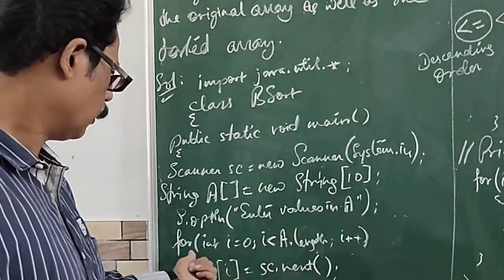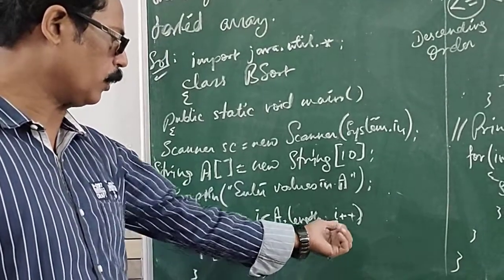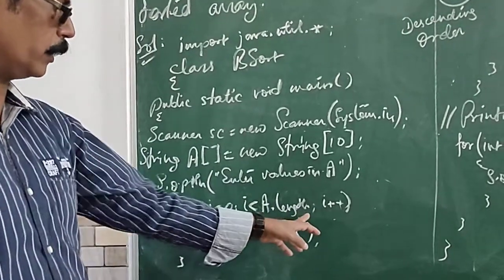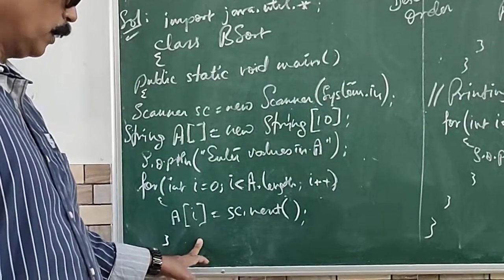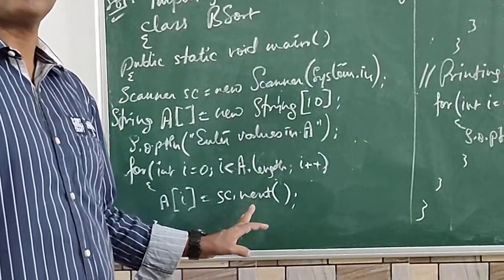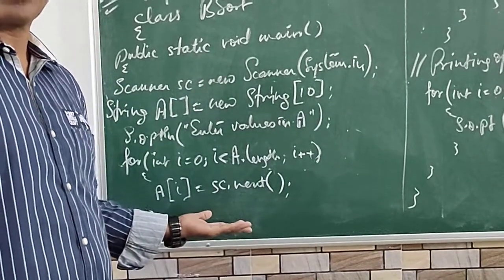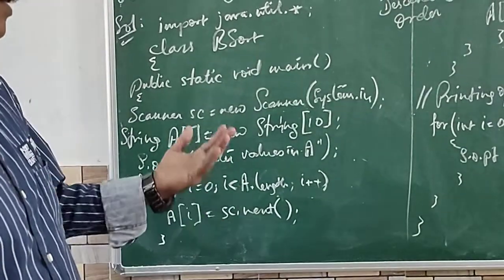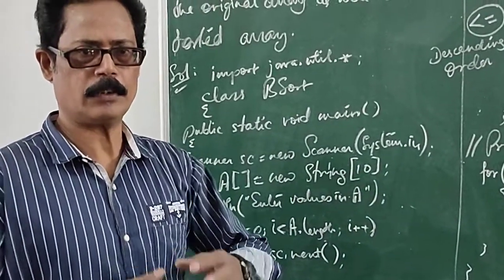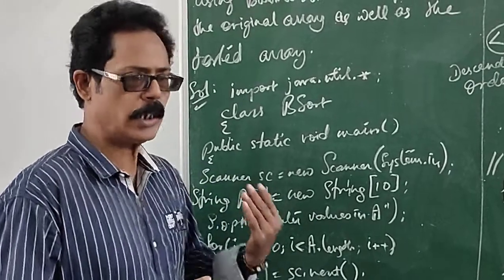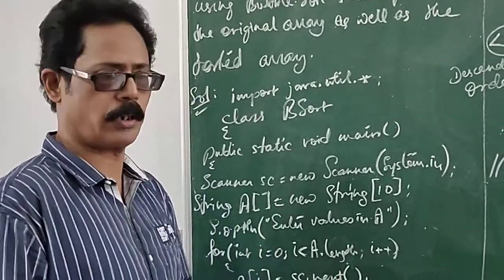Take the loop: for int i = 0; i < a.length; i++, or you can also write 10 here. Then a[i] = sc.next(). Either you write next or you can write nextLine as well. For a string, if I am supposed to enter one word, like for example Dhanbad, then Dhanbad is one word. But if you take New Delhi, then it is two words. So in such cases you can take nextLine.